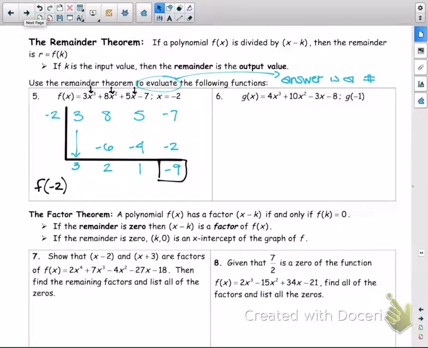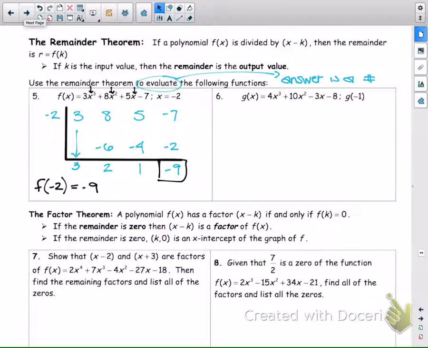Is this math a little bit easier to do? Yeah, to me it is too. You would get the same answer either way. If you plugged in -2, you'd get out -9. If you do synthetic evaluation, your remainder is the answer that you would get. So it's not any different. It's just a quicker way to do it.